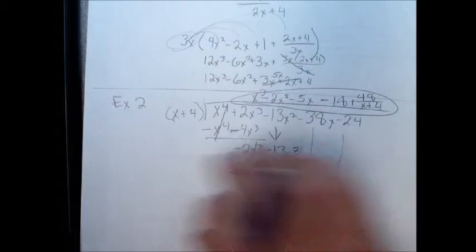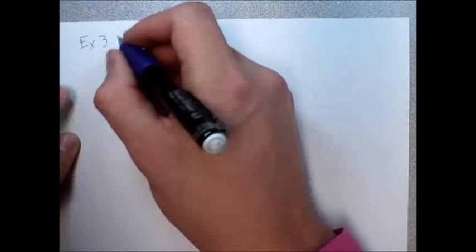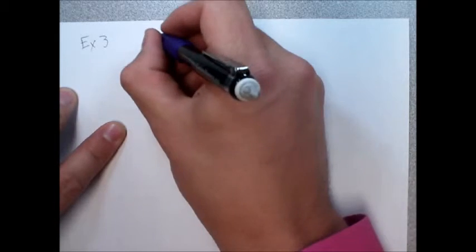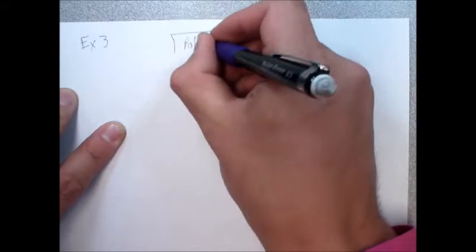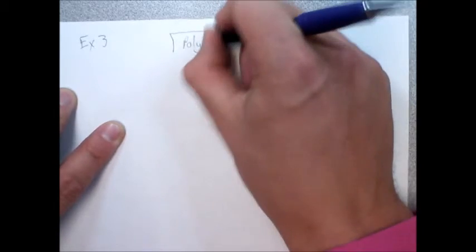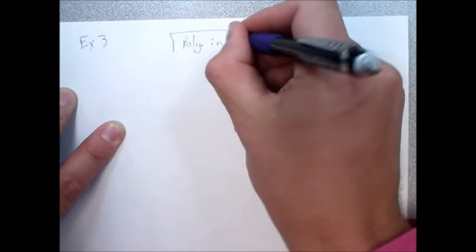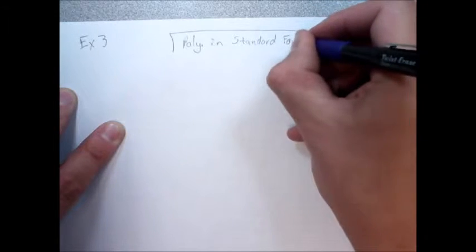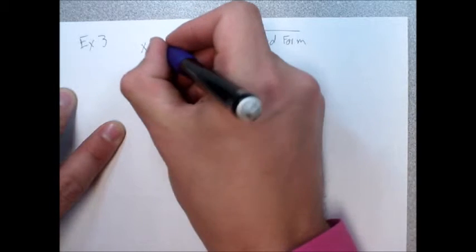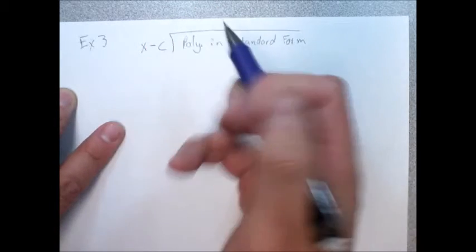Okay. On example 3, you will either love me or hate me because I showed you the first method. I'm not sure. Example 3. They give us, and I want you to keep in mind this part, we're trying to divide a polynomial in standard form. And we're going to divide it by something in the form of x minus c. Okay, so c is the constant piece.